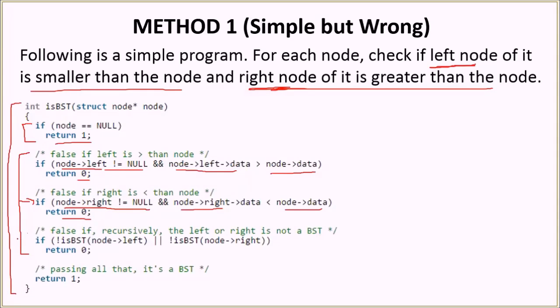Then for the third condition, we are recursively calling the isBST function for the left subtree and the right subtree. If any of these calls returns false, then we return false, saying that it's not a binary search tree. If after all these conditions the program doesn't return true or false, 1 or 0, then we say that it's passing all the conditions, so it is basically a binary search tree. Now there is something wrong with this algorithm.